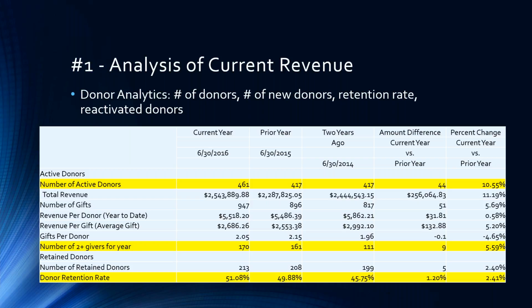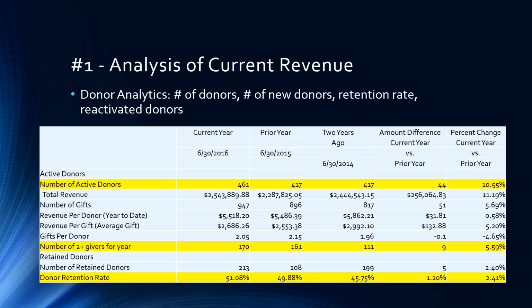I couldn't get all the data to look correct on a PowerPoint, so we can look at this in more depth later if people want, or please feel free to call me to discuss this. But these kinds of reports allow you to really look at key metrics in your donor database: the number of donors that you currently have, the number of new donors over the last year, your retention rate, and the number of reactivated donors that you had.